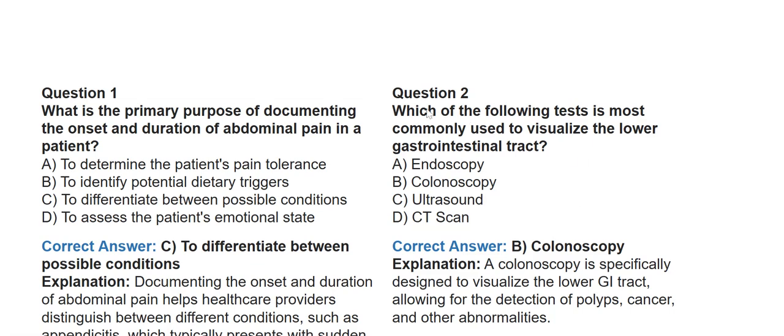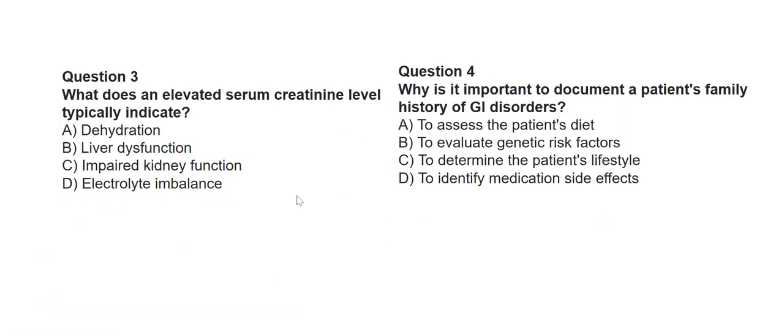Question 2. Which of the following tests is most commonly used to visualize the lower gastrointestinal tract, lower GI tract? A, endoscopy, B, colonoscopy, C, ultrasound, or D, CT scan? Definitely colonoscopy here, B, as a colonoscopy is specifically designed to visualize the lower GI tract, allowing for the detection of polyps, cancer, and other abnormalities.